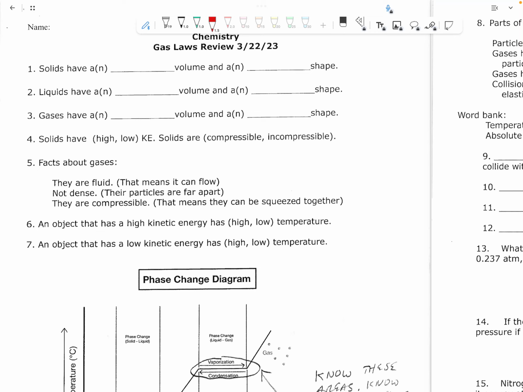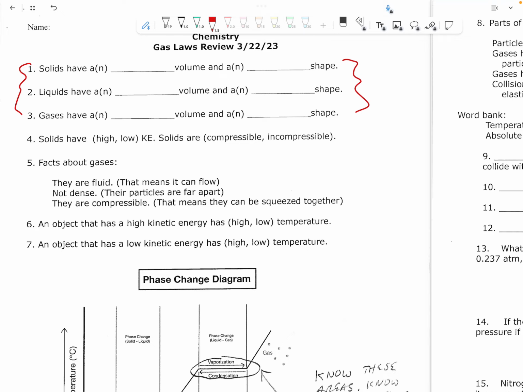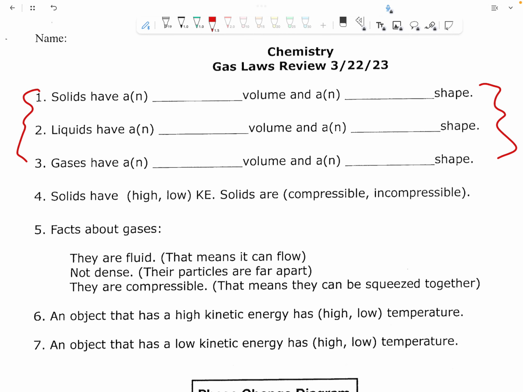We're talking about states of matter with 1 through 3. This is very simple stuff. When you're looking at this, we're looking at the words definite and indefinite. So let's start with solids. Solids have a definite volume and they have a definite shape. Any solid, definite volume, definite shape. Here we have a little cube. It's a definite volume, definite shape, doesn't change.